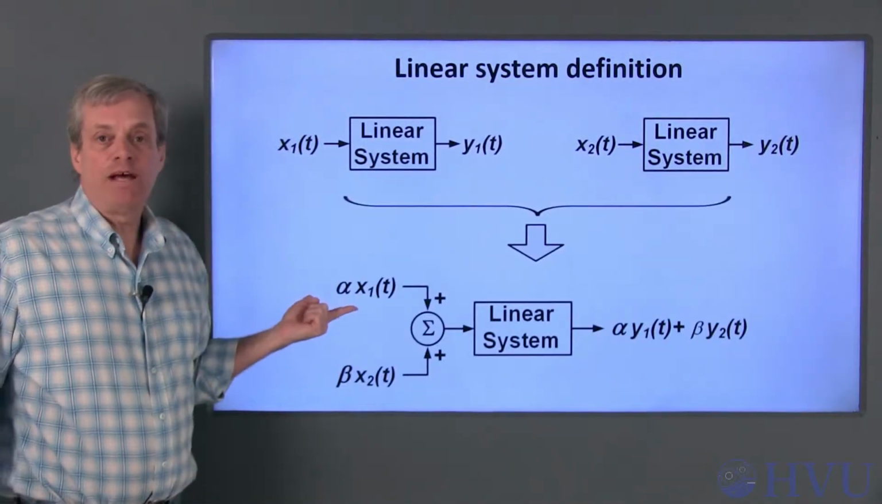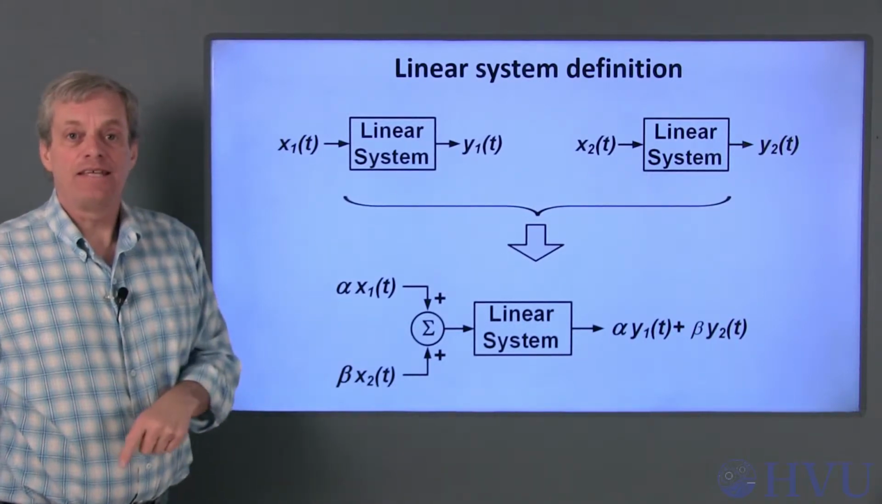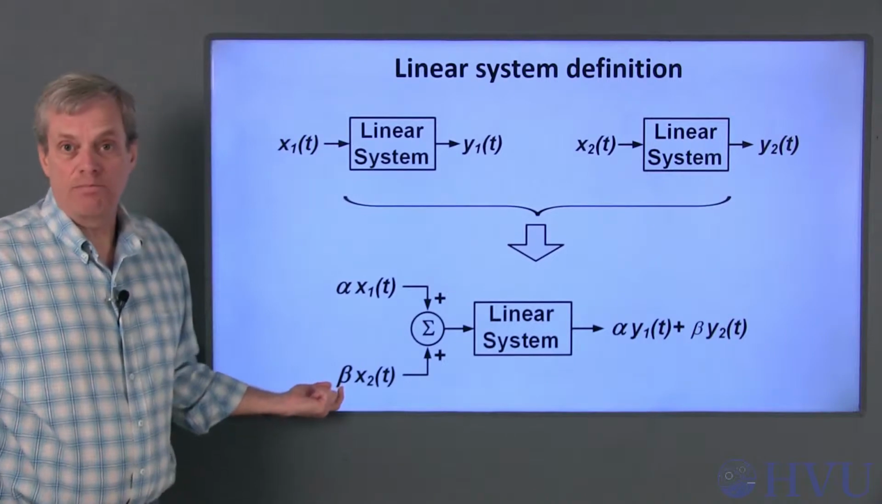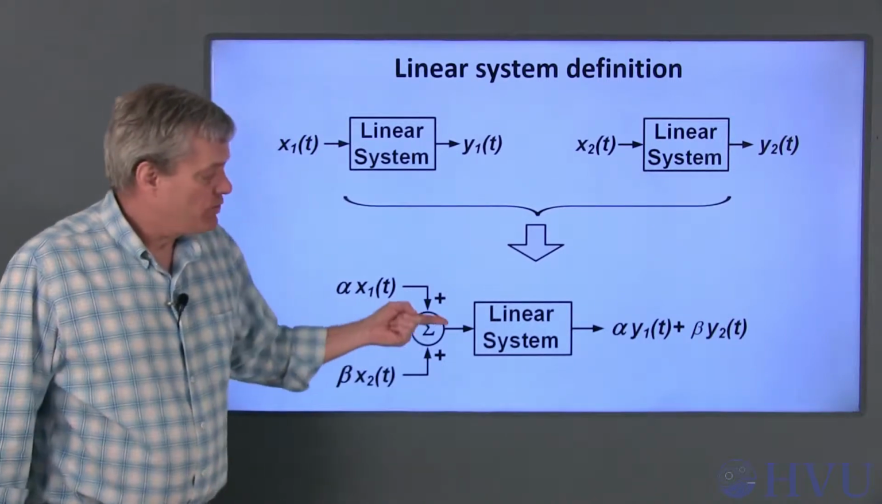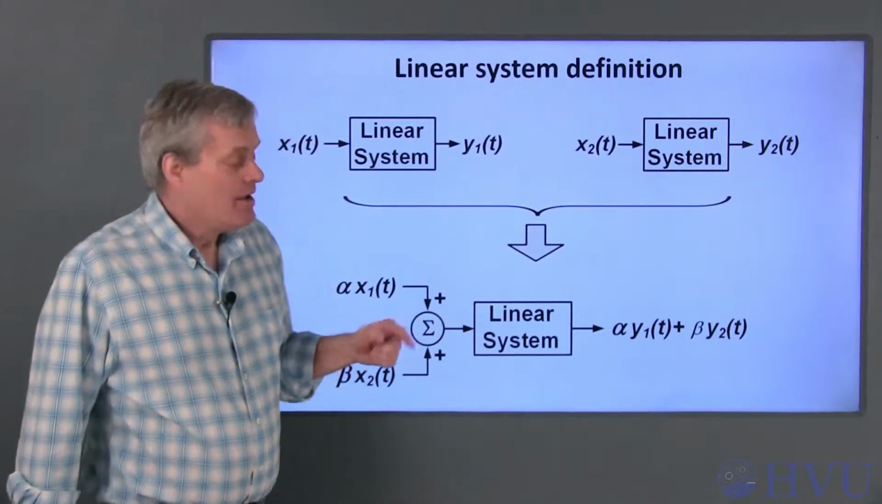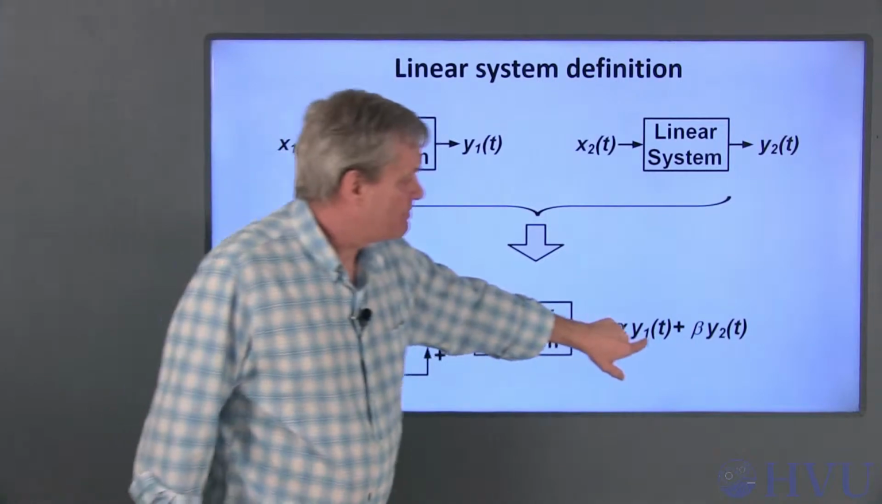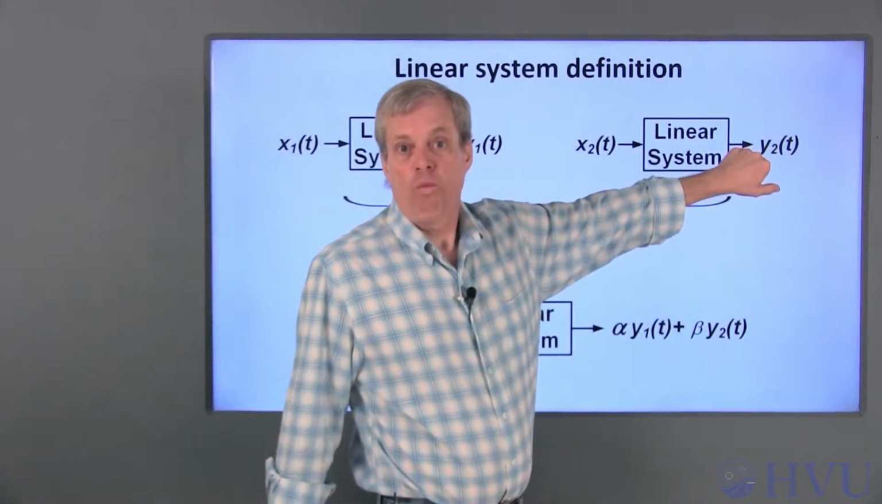Specifically, if I multiply the first input, x1, by some number alpha, and the second input, x2, by a number beta, and then add those two signals together and apply that input to the system, the output will be alpha times y1 of t plus beta times the second output, y2 of t.